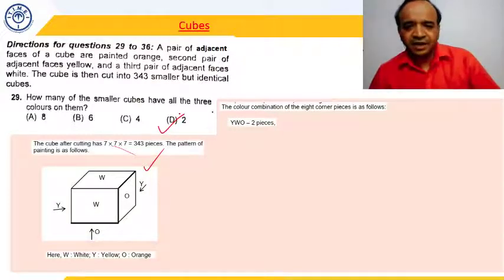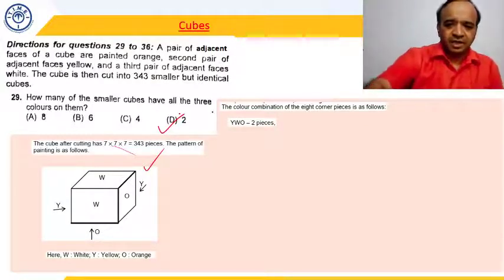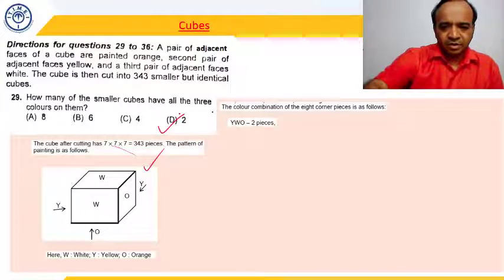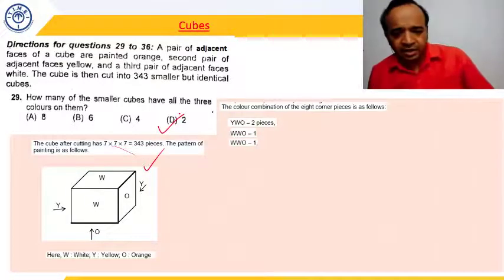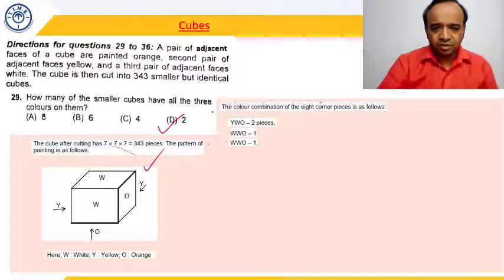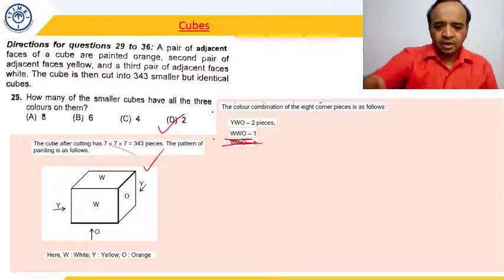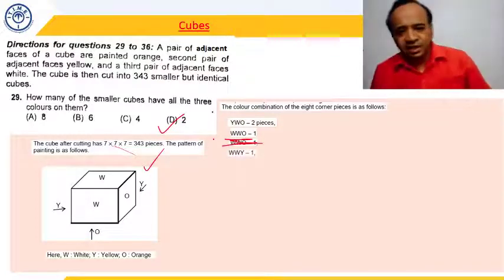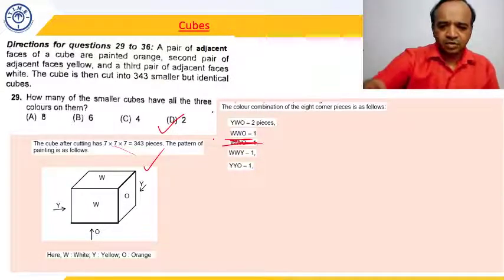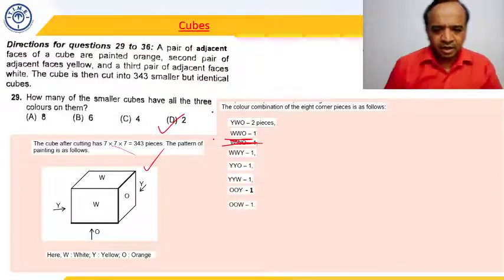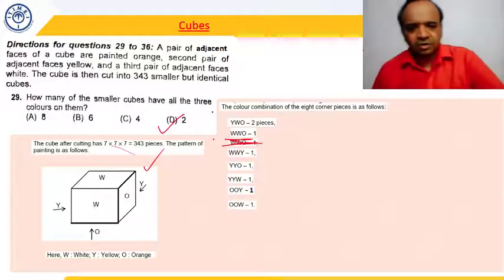So the color combination of the 8 cornered pieces is as follows. That is white, yellow, white, orange. That's what I have just discussed here in the previous slide. That is 2 pieces, white, white, orange, 1 piece. And just ignore this one because this is repeated here. Now come to the next one. White, white, yellow is 1. Fine. Then yellow, yellow, orange is 1. Yellow, yellow, white is 1. Orange, orange, yellow is 1. Okay, and orange, orange, white is also 1.